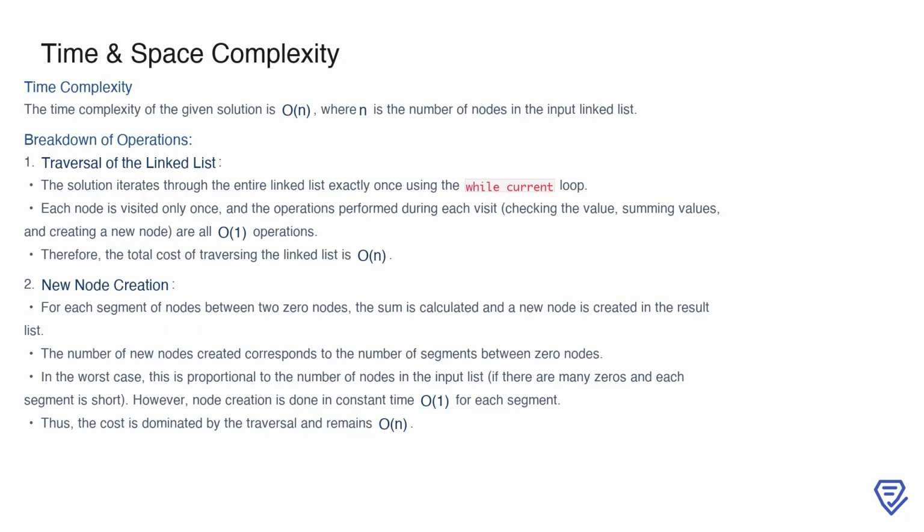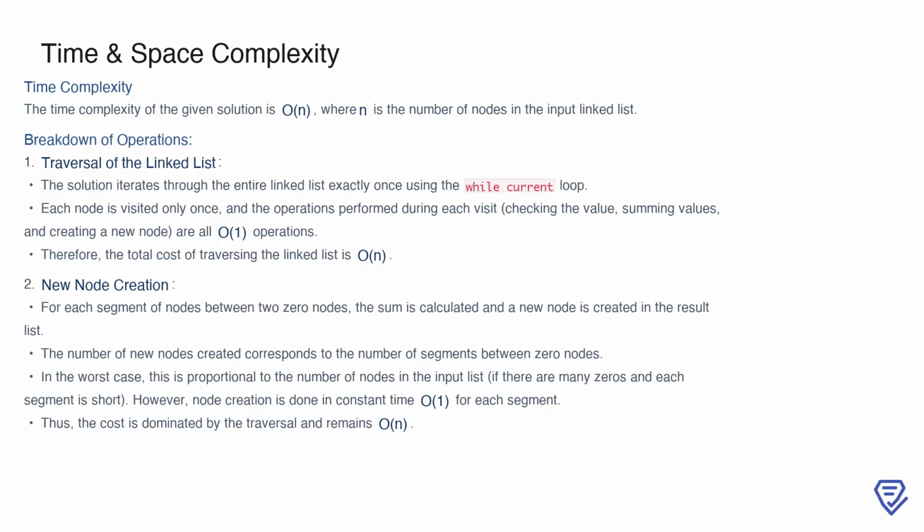The time complexity of our solution is O(n), where n represents the number of nodes in the input linked list. To understand this, let's break it down step by step. First, the algorithm traverses the entire linked list exactly once using a while current loop. During this traversal, each node is visited only one time, and the operations performed at each node, such as checking its value, summing segment values, or creating a new node, are all constant time operations, or O(1). So, the total cost of this traversal is directly proportional to the number of nodes, giving us O(n).